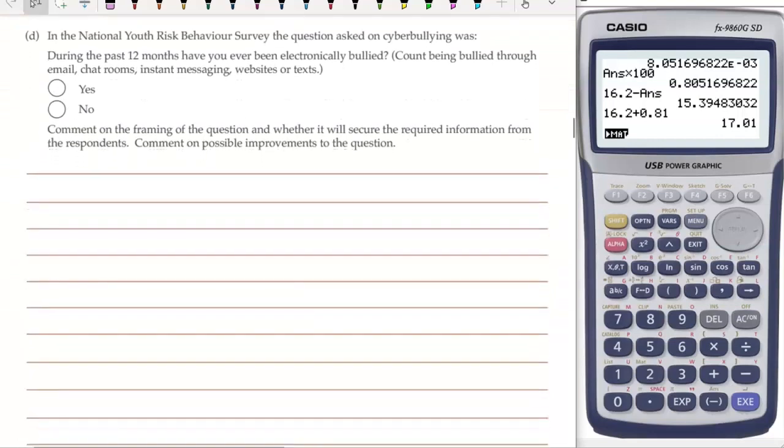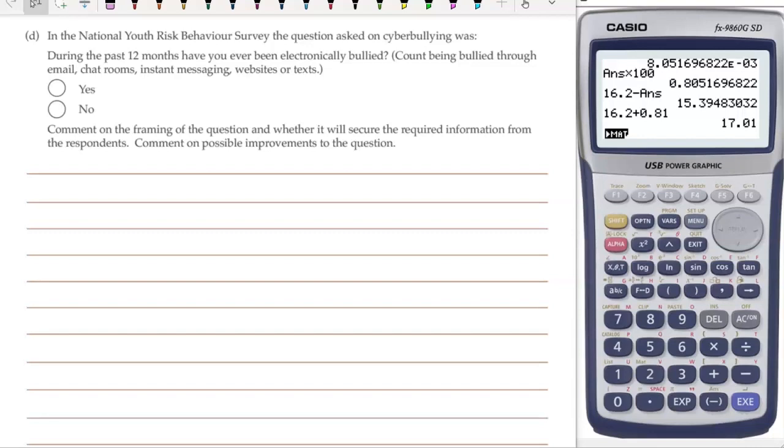Okay, for part D, the question that was asked on cyberbullying looked like this. During the past 12 months, have you ever been electronically bullied? Count being bullied through email, chat rooms, instant messaging, websites, or text, and then you had to tick yes or no. Comment on the framing of the question and whether it will secure the required information from the respondents, and then comment on possible improvements that you could make to this question.